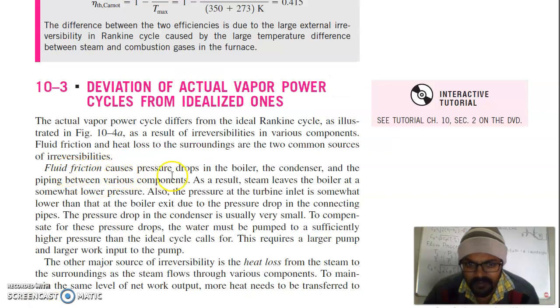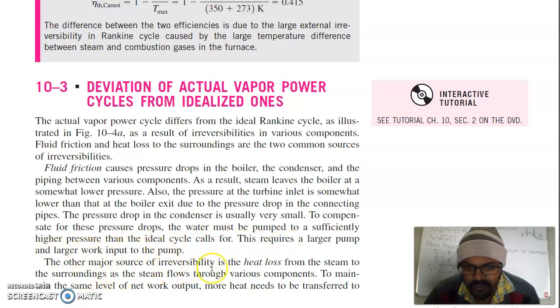Fluid friction causes a pressure drop in the boiler, condenser, and the piping with various components. As a result, steam leaves the boiler at a somewhat lower pressure. Also, the pressure at the turbine inlet is somewhat lower than that at the boiler exit due to the pressure drop in the connecting pipes. The pressure drop in the condenser is usually very small. To compensate for these pressure drops, the water must be pumped to a sufficiently higher pressure than the ideal cycle calls for. This requires a larger pump and larger work input to the pump.